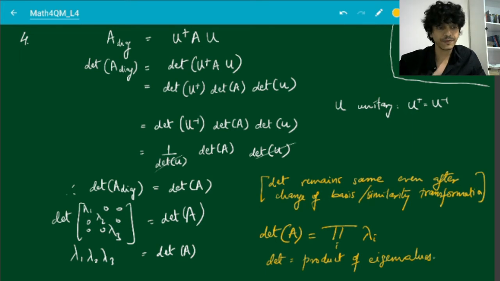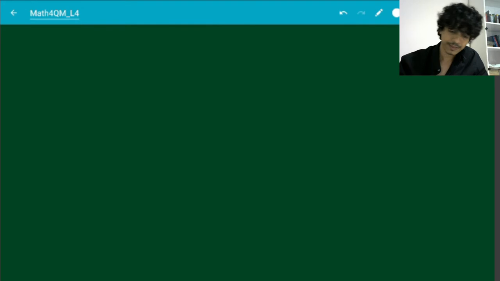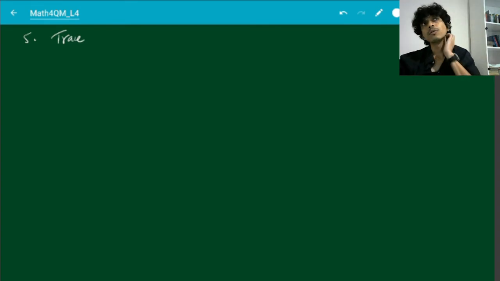I can do something similar, and that is the next point. And now we are going to be talking about trace of a matrix. I hope you have seen traces of matrices before. Trace of a matrix just means you are adding up all the diagonal elements.